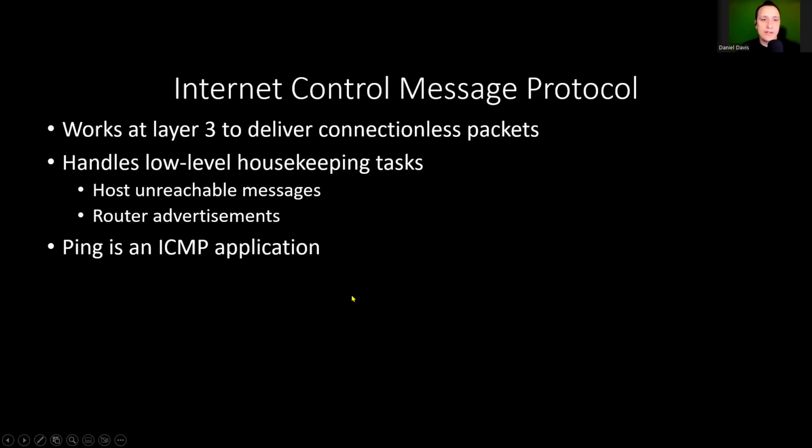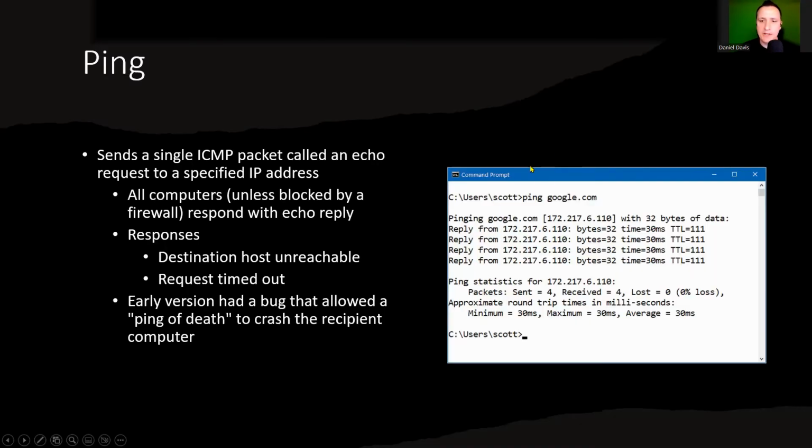ICMP works at layer 3 to deliver connectionless packets. It handles low-end housekeeping tasks, like if a host is unreachable or router advertisements. It's also used for the ping command. So if you open a command prompt and type in something like ping google.com, it will use ICMP to complete that process. This is just an example of using the ping utility in a command prompt. We're not going to spend a lot of time on that. I think you will see enough of that throughout the semester.